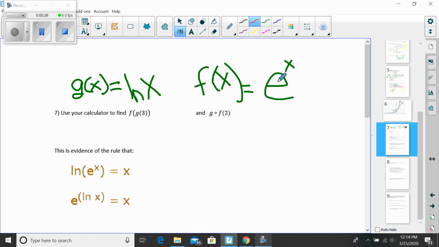Here you're plugging 2 in for x in e, and then you're putting e squared into the natural log on your calculator. So locate these keys on your calculator and go ahead and compute.